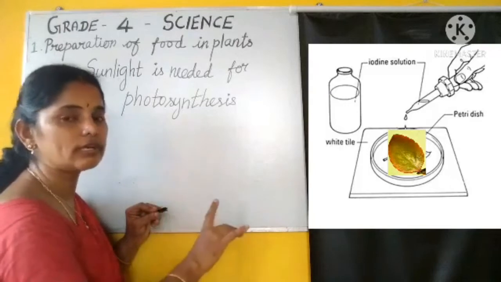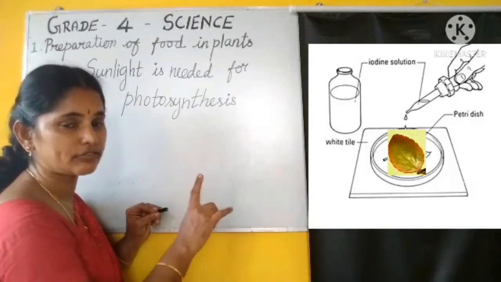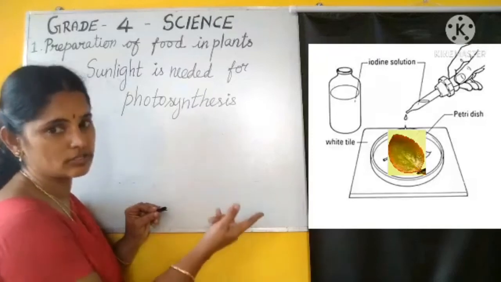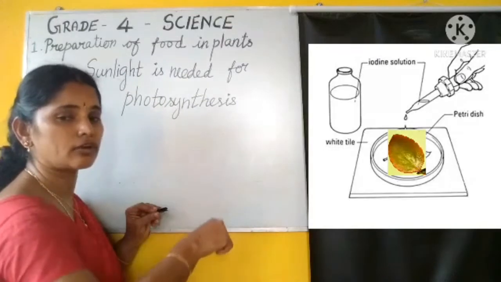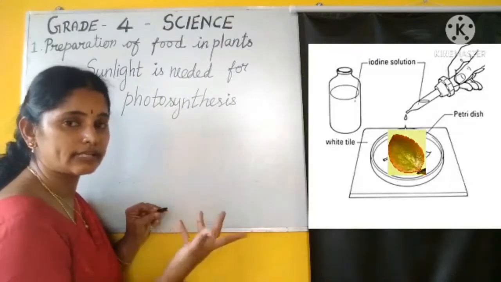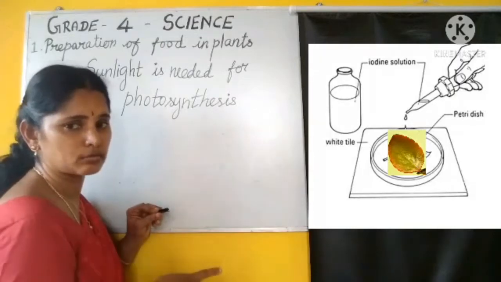Why do we remove the green color of the leaf? Then only it gives a clear identification of the presence of starch when we are testing with the iodine solution. If we pour iodine on the green color, we won't have any clarity. We wouldn't be able to tell whether it turned blue-black or not.